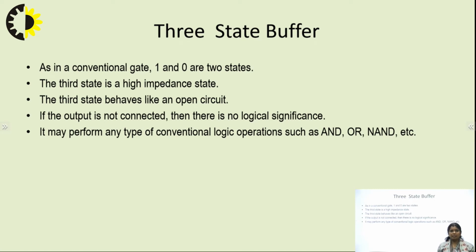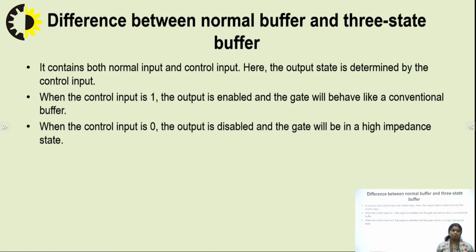In the 3-state buffer, these are the features: the logical 1 and logical 0 are the 2 states, and the next state is the high impedance state. In the high impedance state, the output is not connected and the circuit behaves like an open circuit, and there is no logical significance of the output.